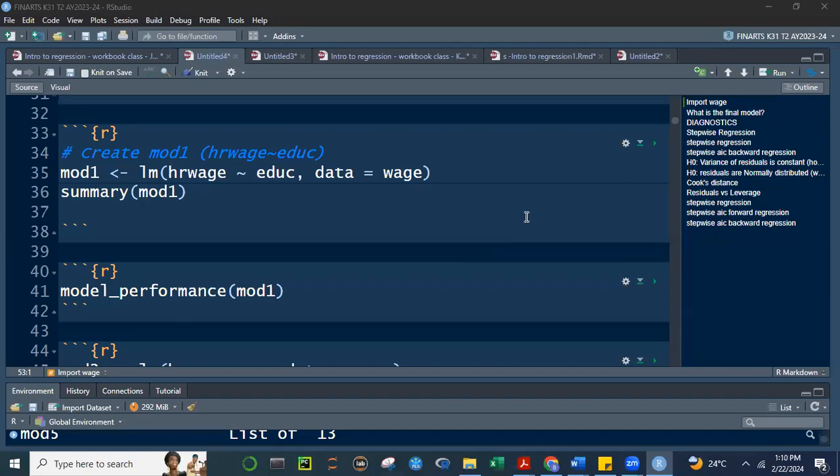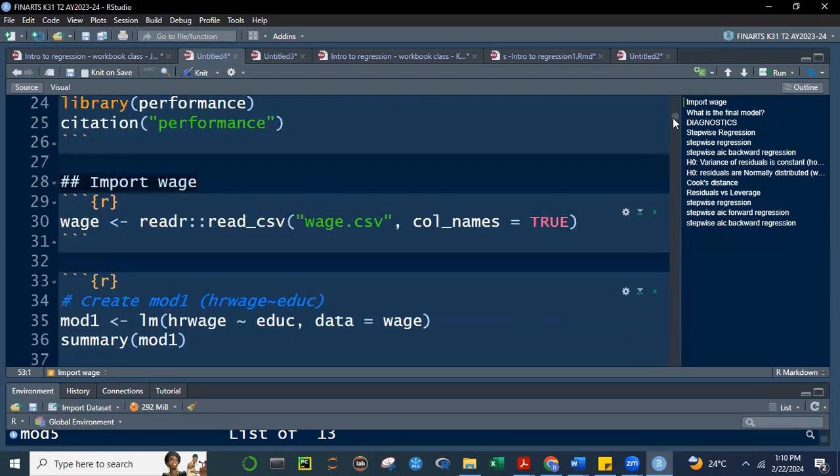Okay, good afternoon, everyone. Today we're going to continue our discussion on multiple linear regression. By way of review, what we're using here is the wage dataset that I provided you with.